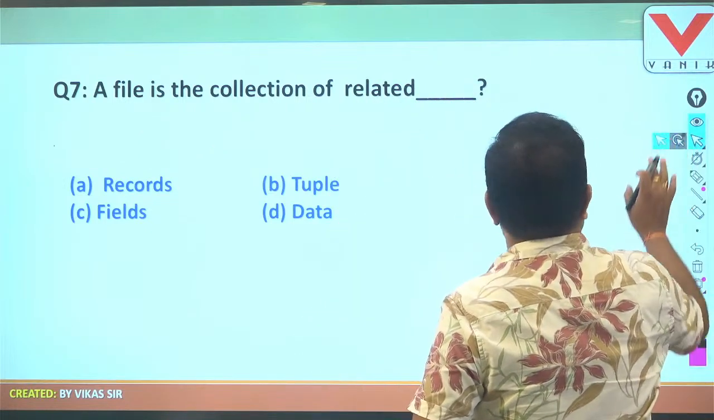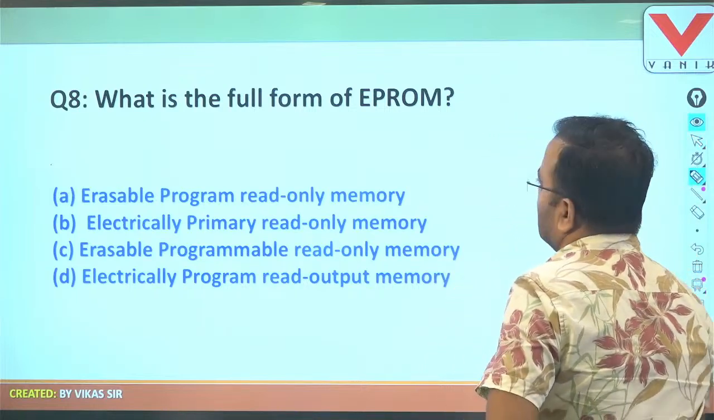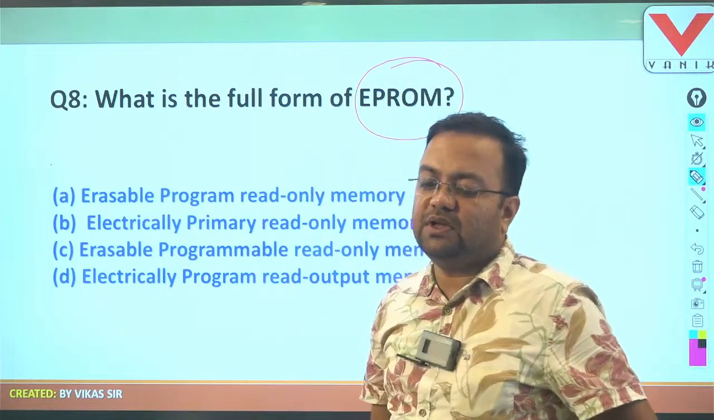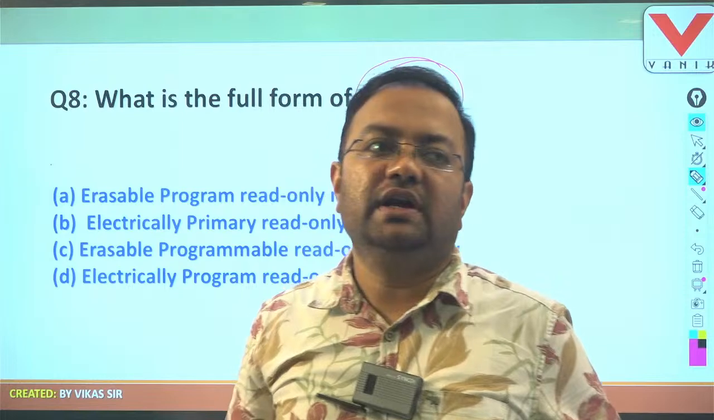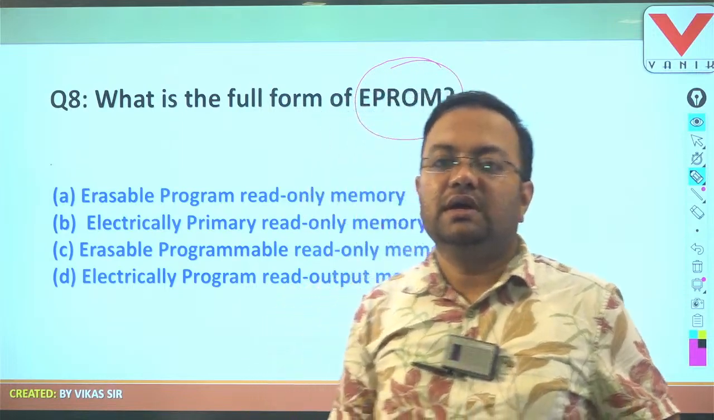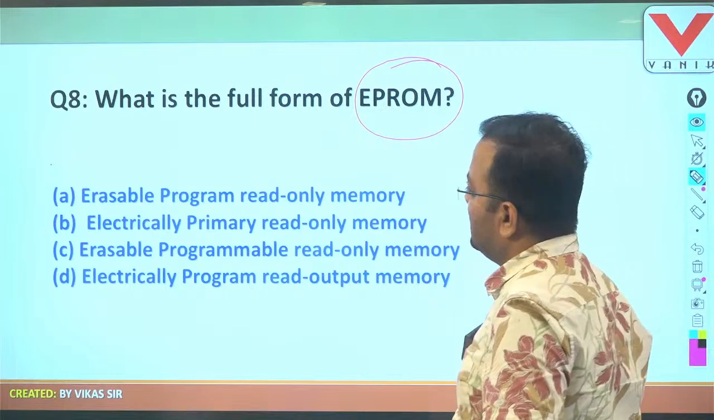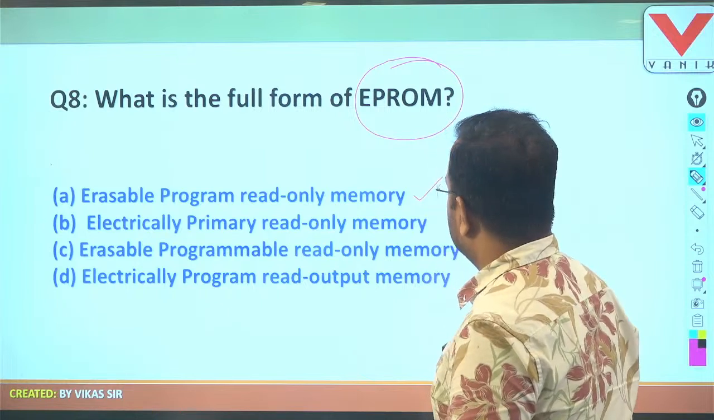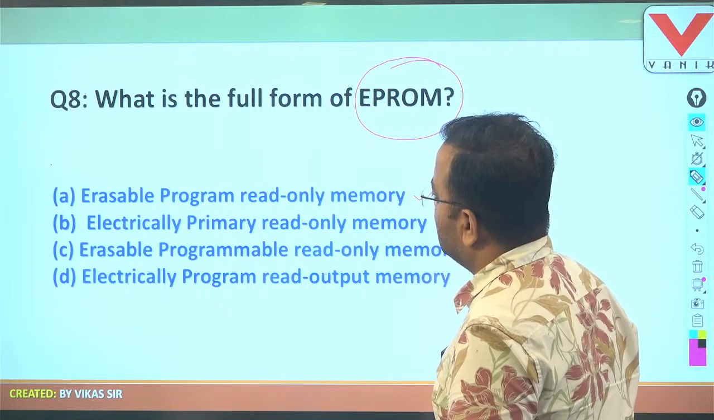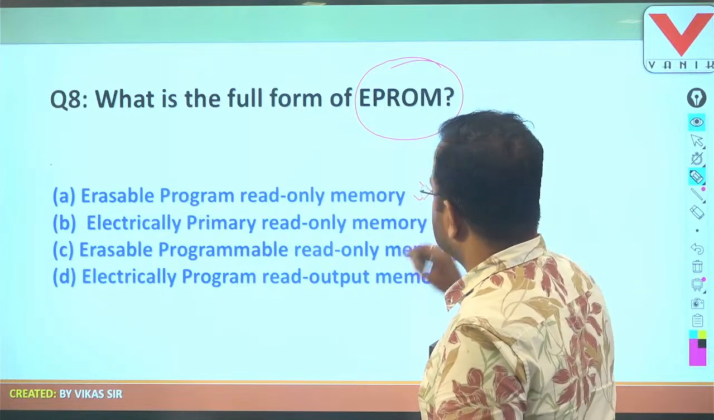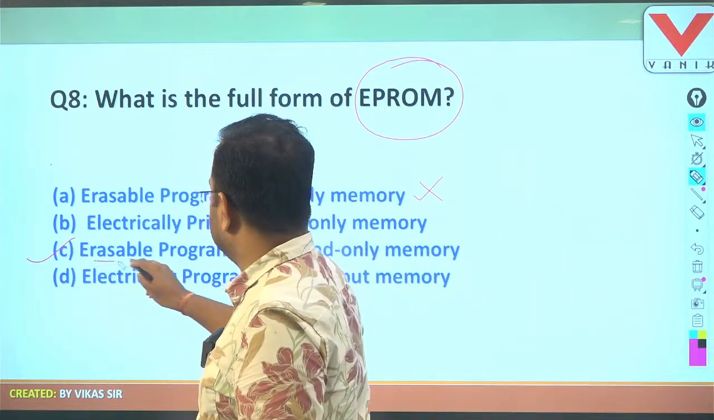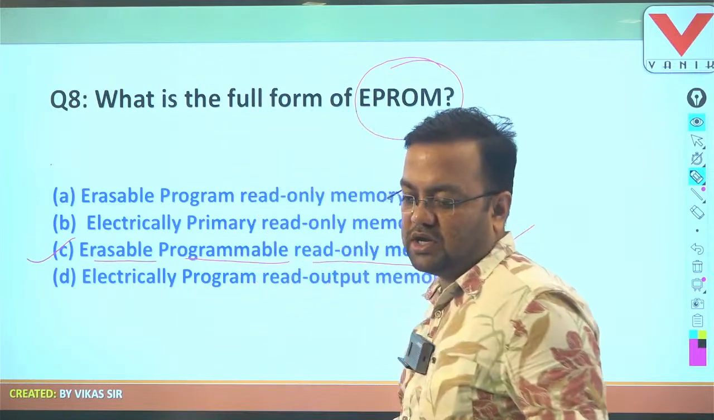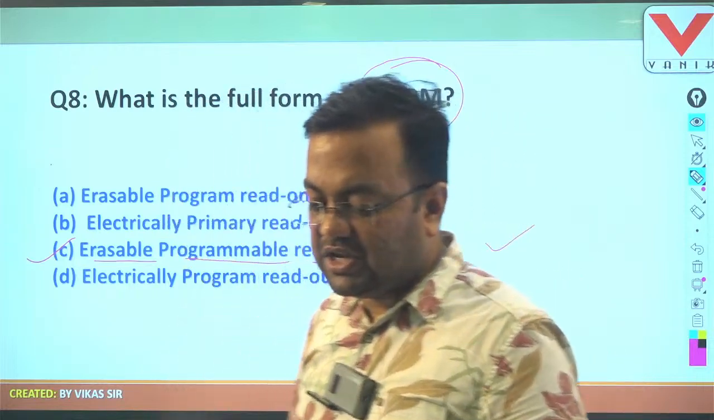Then go to question number 8. What is the full form of EPROM? Very popular question. Full form of EPROM, erasable programmable read-only memory. EPROM stands for erasable programmable read-only memory. So question number 8 answer is C, erasable programmable read-only memory.